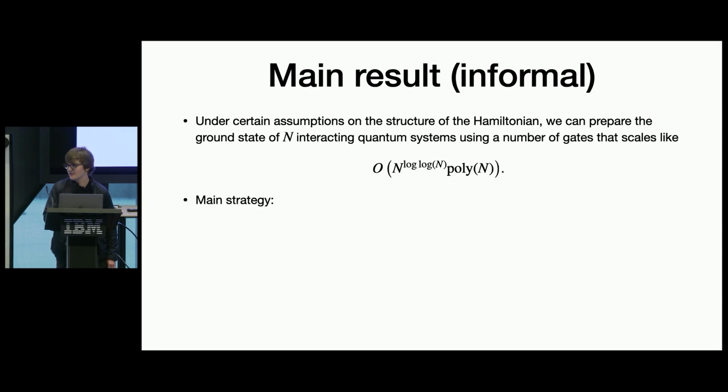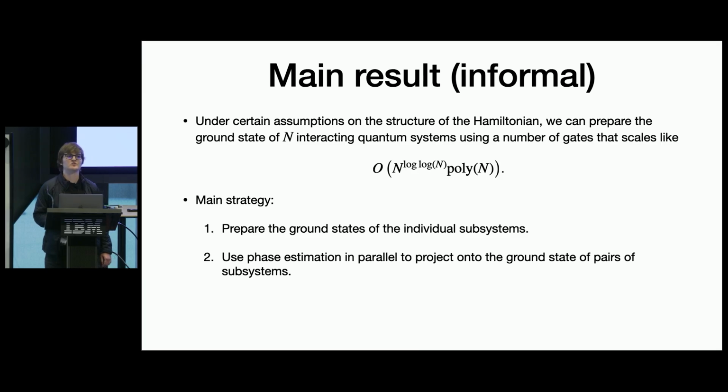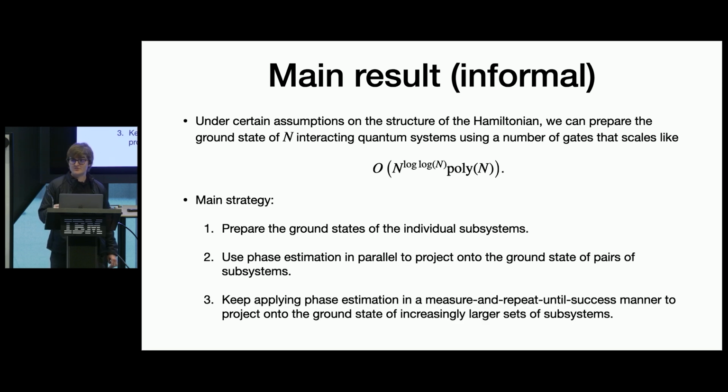And the main strategy is as follows. What we do is similar to the non-interacting case that I just showed you before. You prepare the ground states of the individual subsystems, and then you use phase estimation in parallel to project onto the ground state of pairs of subsystems. So we're using this sort of binary tree structure, and I will also discuss that in more detail later on. And then we basically just repeat this. We keep applying phase estimation in this measure and repeat until success manner to project onto the ground states of increasingly larger sets of subsystems until we've rebuilt the full ground state of the entire system.